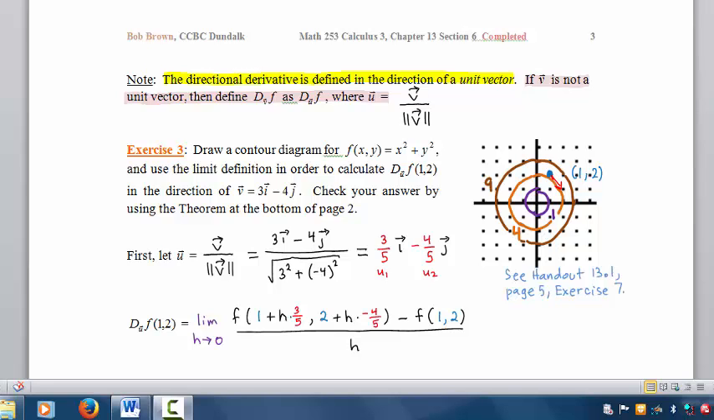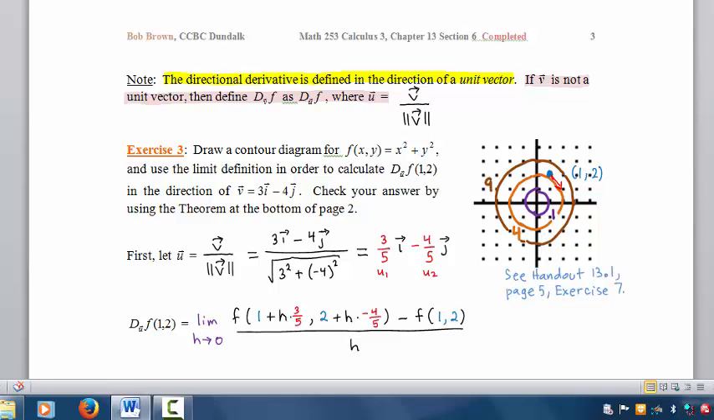Chapter 13, Section 6, Exercises 3, 5, and 7. We will find the directional derivative of the function f at the point 1, 2 in the direction of the vector 3i minus 4j. I will leave the limit definition for you to read here in Exercise 3.